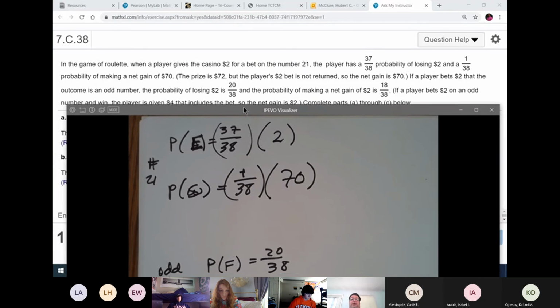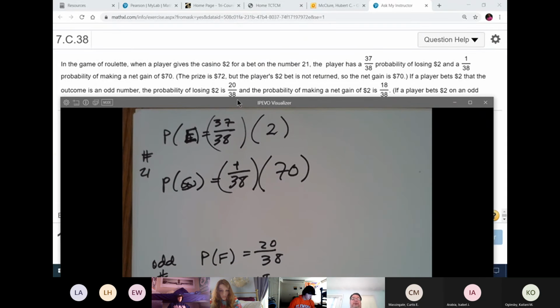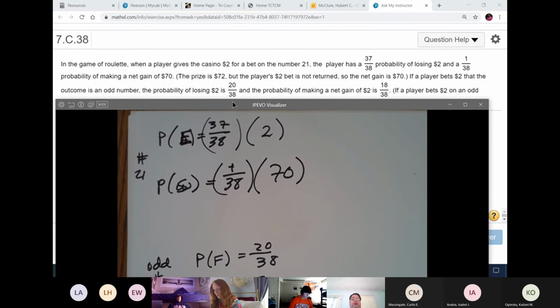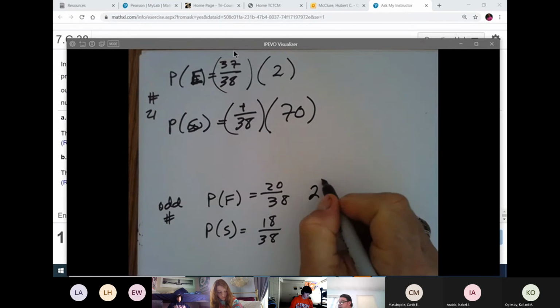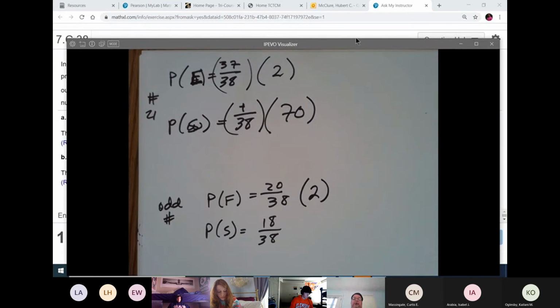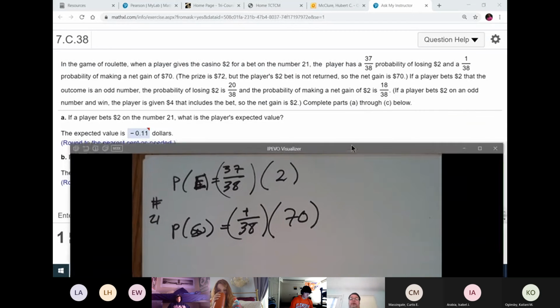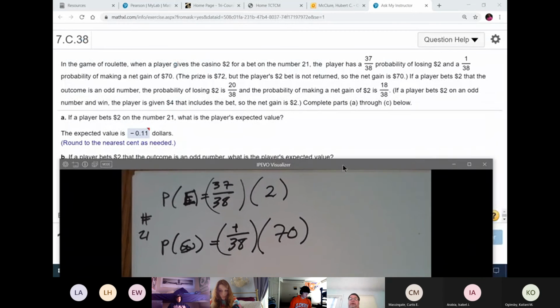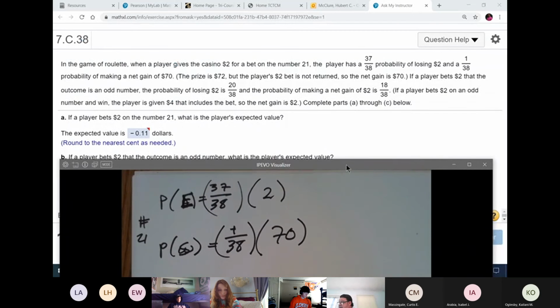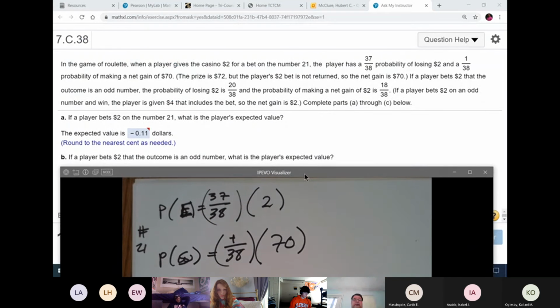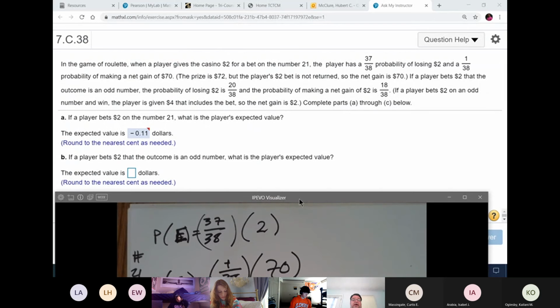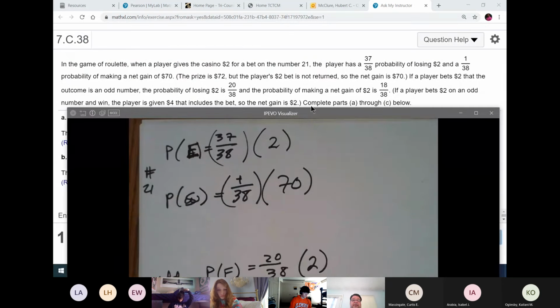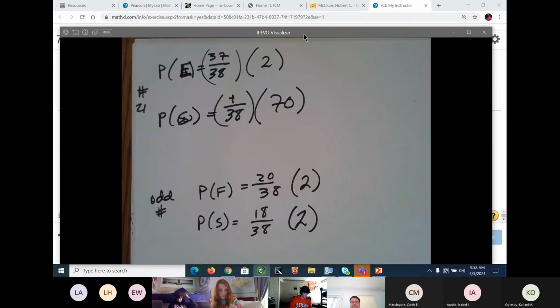Well, that's going to be probability of losing $2 on the odd number would be 2 times 20. So that would be 2 times 20. And I'm looking to see what else they give you. And 2 times 18. And that should be the expected value for B. Okay. That would be how you do that problem.